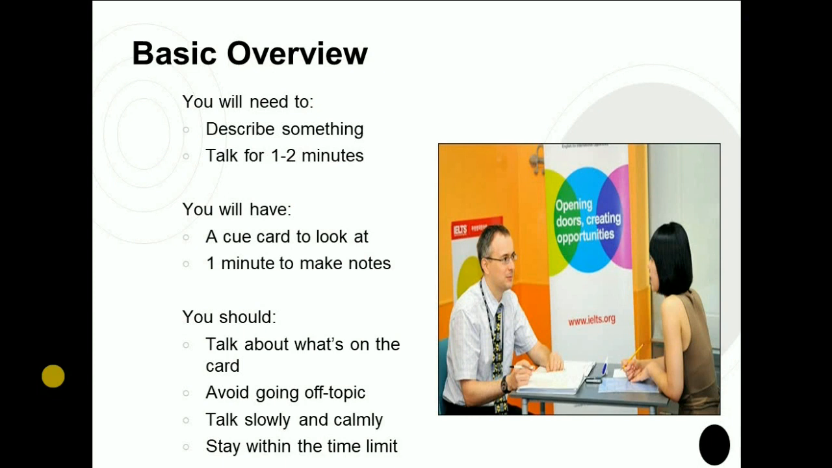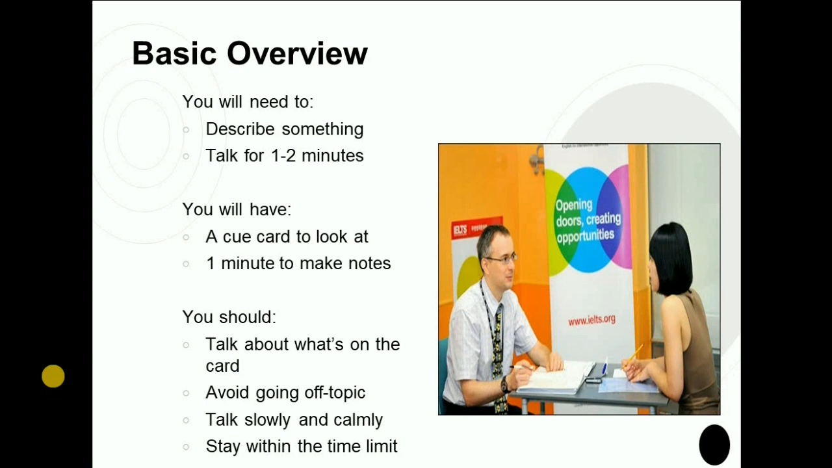So an overview of part 2. What do you need to do? Well, as we saw earlier, you need to describe something. That could be a person, a place, an animal, an activity or event, a memory, a photo. And to do this, you need to talk for between 1 and 2 minutes.